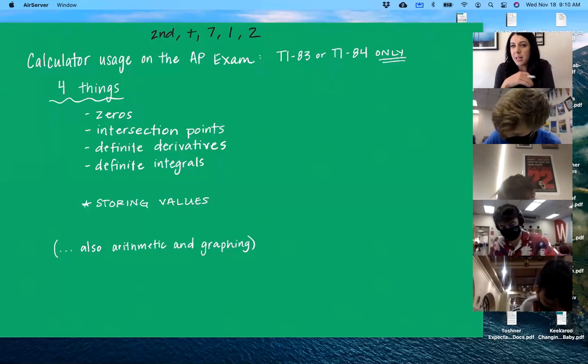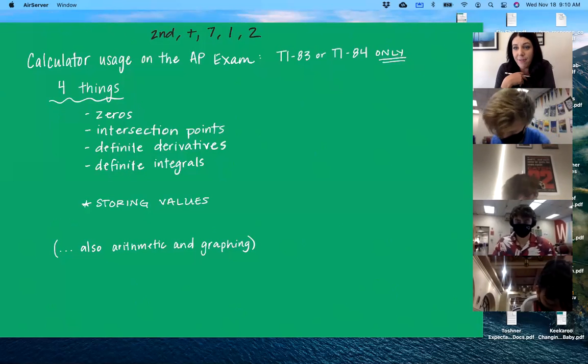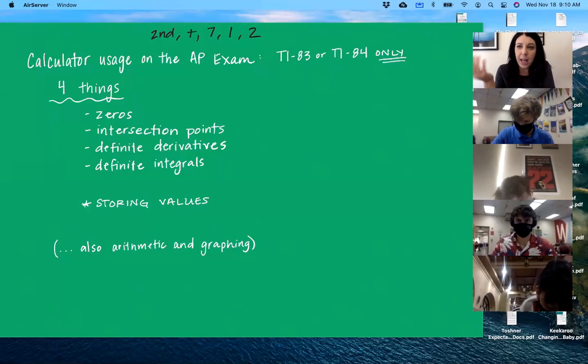Okay, we're going to talk about some additional things. One thing that I found very helpful for my students is storing values. And you're also allowed to use your calculator for multiplication, division, subtraction, addition, and graphing. But the 4 basic things that are probably going to be new to you are finding zeros, intersection points, definite derivatives, and definite integrals. And we're going to talk about how to do each of those with a few examples.